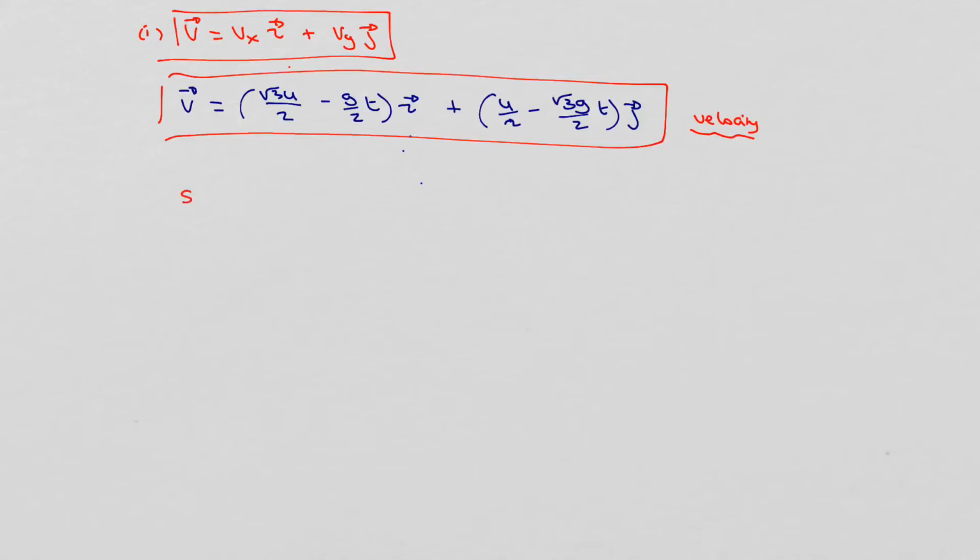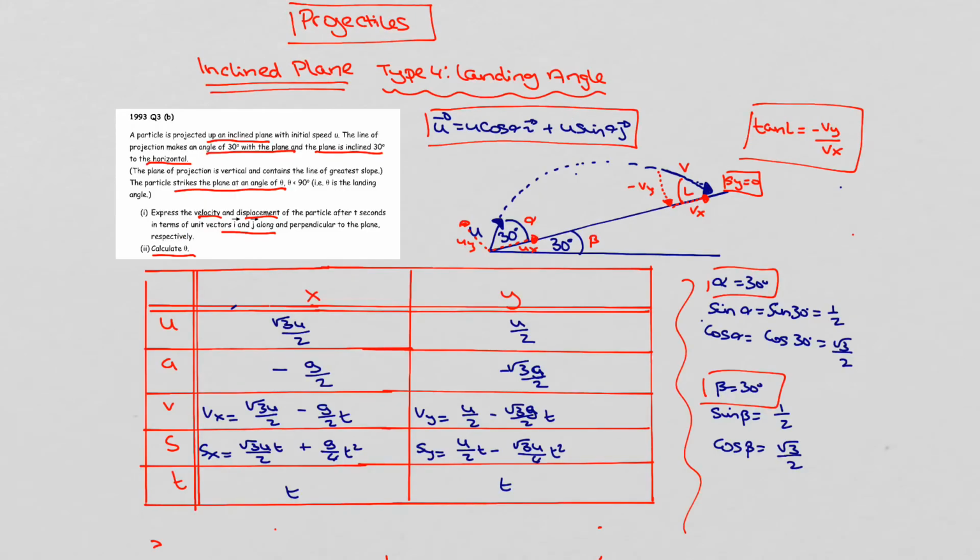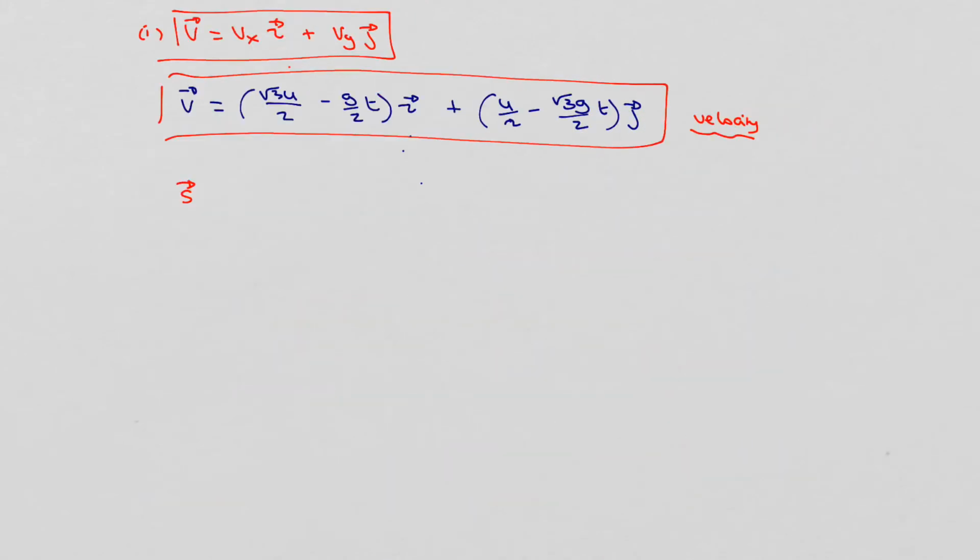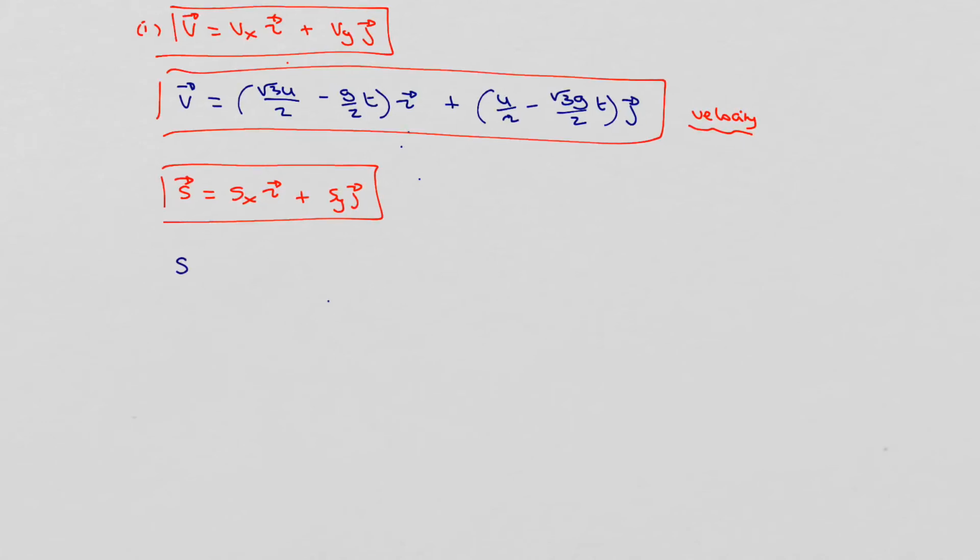So the next one it wants then is, again, displacement. So again, it's looking for displacement and not distance. So again, it's going to be our s in our x direction, which would be our i component, and s in the y direction, which is our j component. And again, we don't need to get the magnitude, we just need to write it in terms of i and j. So therefore our displacement vector is going to be root 3u over 2 times t in the i direction.